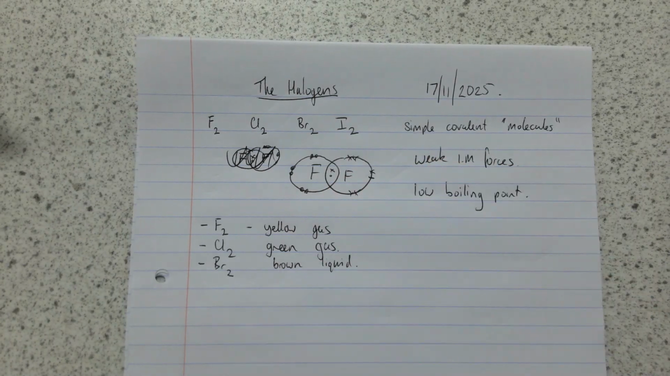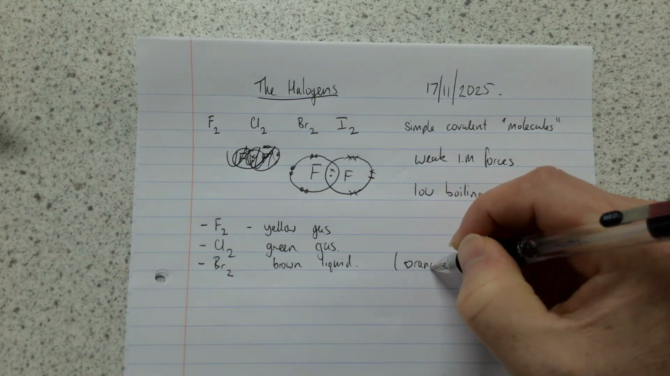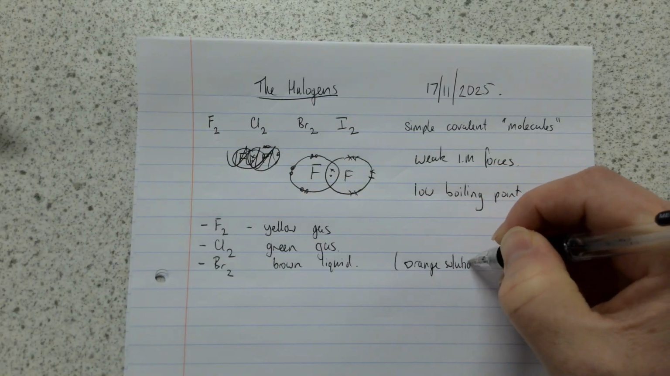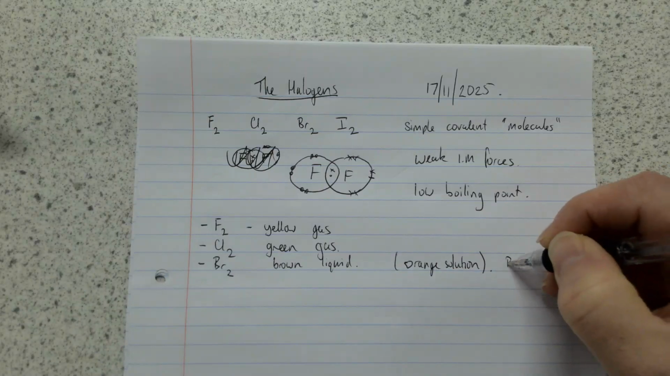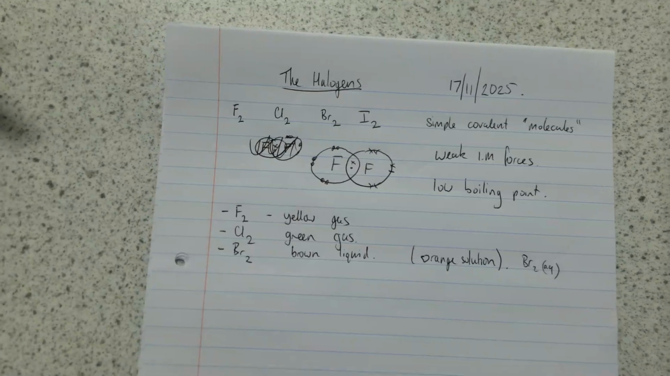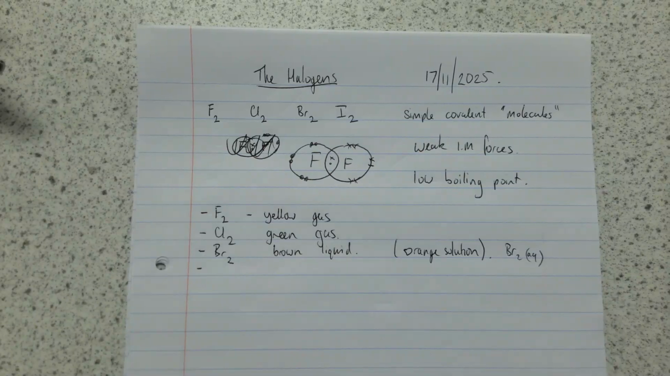Bromine's a brown liquid. It's kind of an orange solution when you dissolve it in aqueous solution. Bromine water we call it, but that brown liquid is vaporizing at room temperature. You can see the vapor hovering above it.